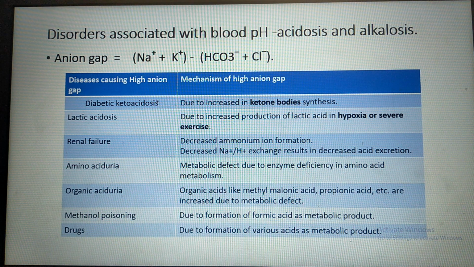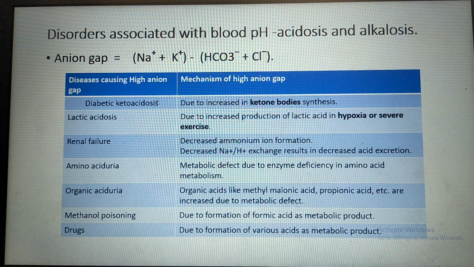The concentration of bicarbonate ion decreases. In the above formula, that means the concentration of measured anion decreases. When the concentration of measured anion decreases, from the above formula you can say that you will get high anion gap.